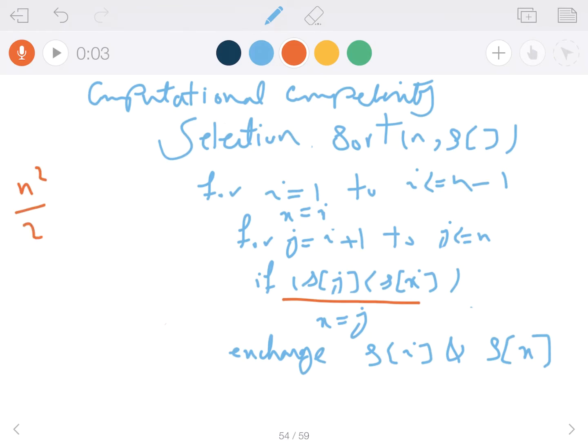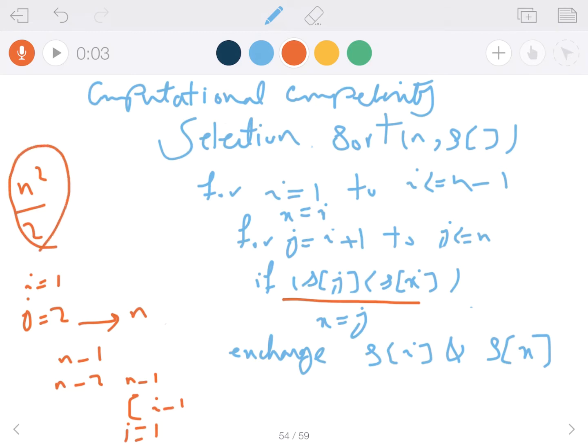The reason is, let's see how many comparisons we have when i is equal to 1. When i is equal to 1, j is equal to 2, and j goes from 2 to n, so the number of comparisons is going to be n minus 1. Then when i is equal to 2, j becomes 3, so it's going to be n minus 2 comparisons. If you write a very simple sigma, with i going from 1 to n minus 1, together it's going to be n squared divided by 2.